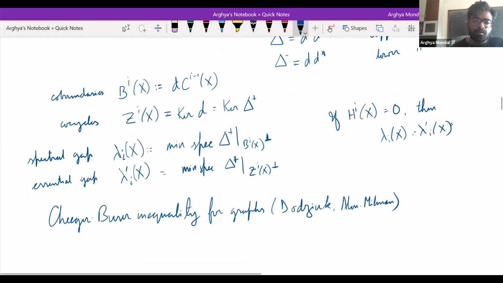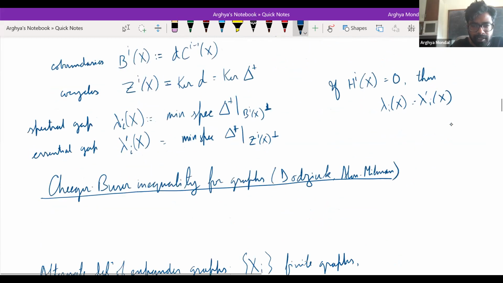Okay. So I said that there is this analytic quantity which is a stand-in for the Cheeger constant. So how do I say that? So there is this Cheeger-Buser inequality, which was proved by Cheeger and Buser for manifolds and by Dodziuk and Alon-Milman for graphs, which is that this lambda 1 of X.